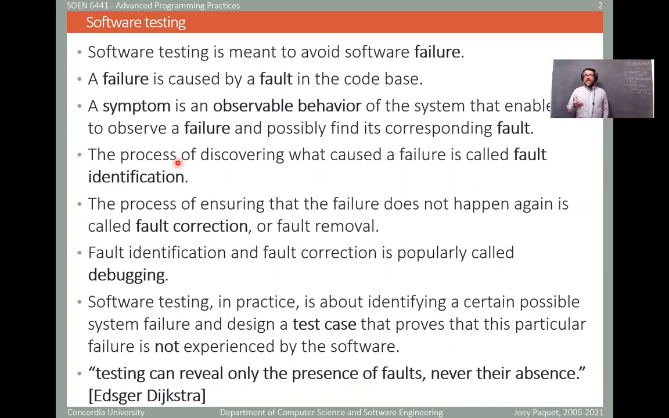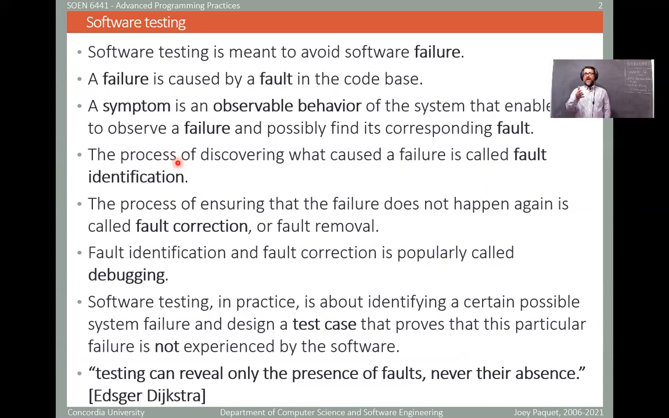This is also, of course, linked with the notion of debugging. Debugging is fault identification followed by fault correction. When you enter a debugging process, it's generally because you observed a certain failure: the software is not working as it's supposed to. Then you do fault identification. Having observed the symptom of a failure, you then try to find the fault in the code that caused this failure. That's called fault identification.